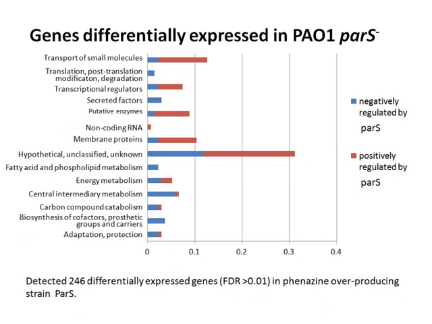In Pseudomonas aeruginosa, PAR S overexpresses phenazines, and we also had PAR R, which is the second part of the two-component regulatory system. Its differential gene expression was really similar, so I'm not showing that. But we detected 246 differentially expressed genes. Again, the hypothetical genes were the most, but there were also genes regulated in transport of small molecules and membrane proteins, which I thought were really interesting since phenazines seem to influence biofilm formation.